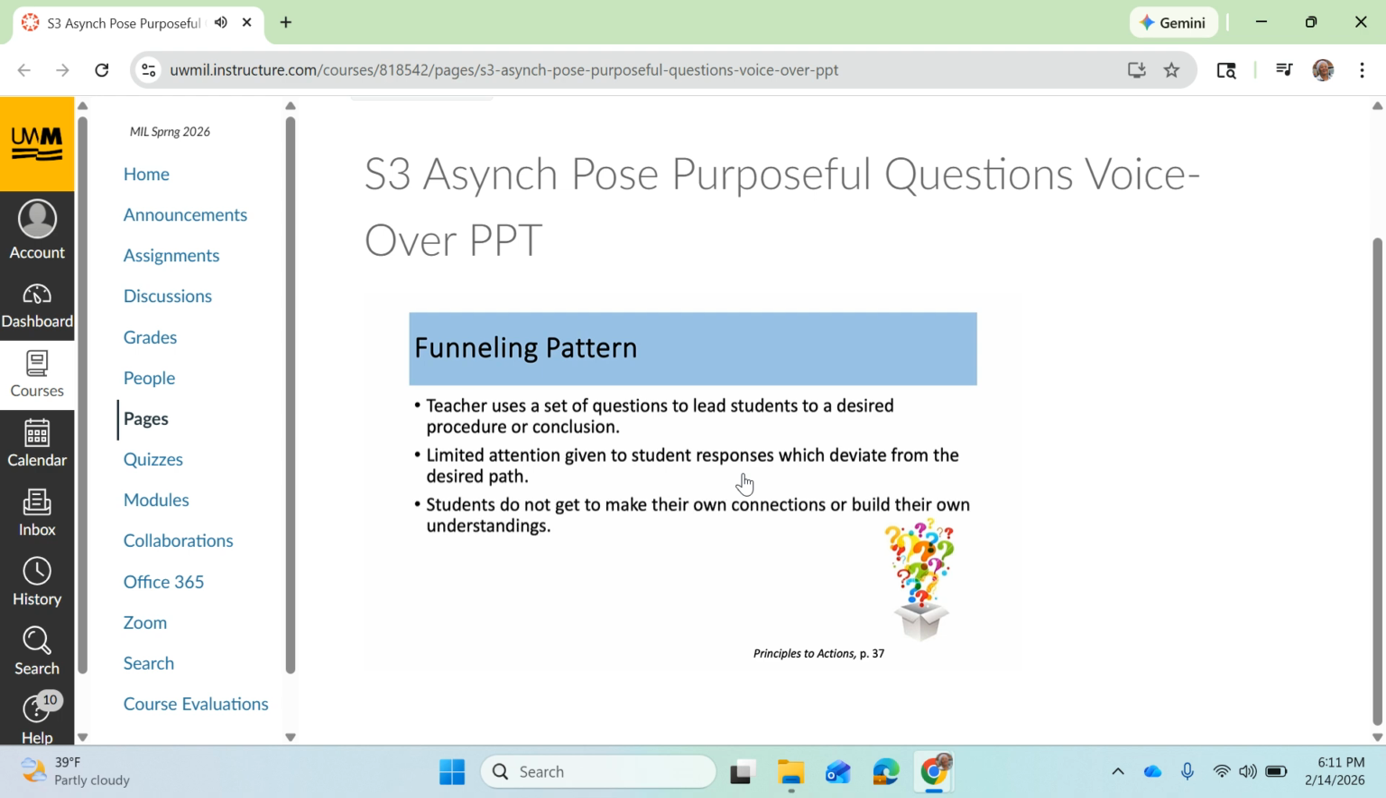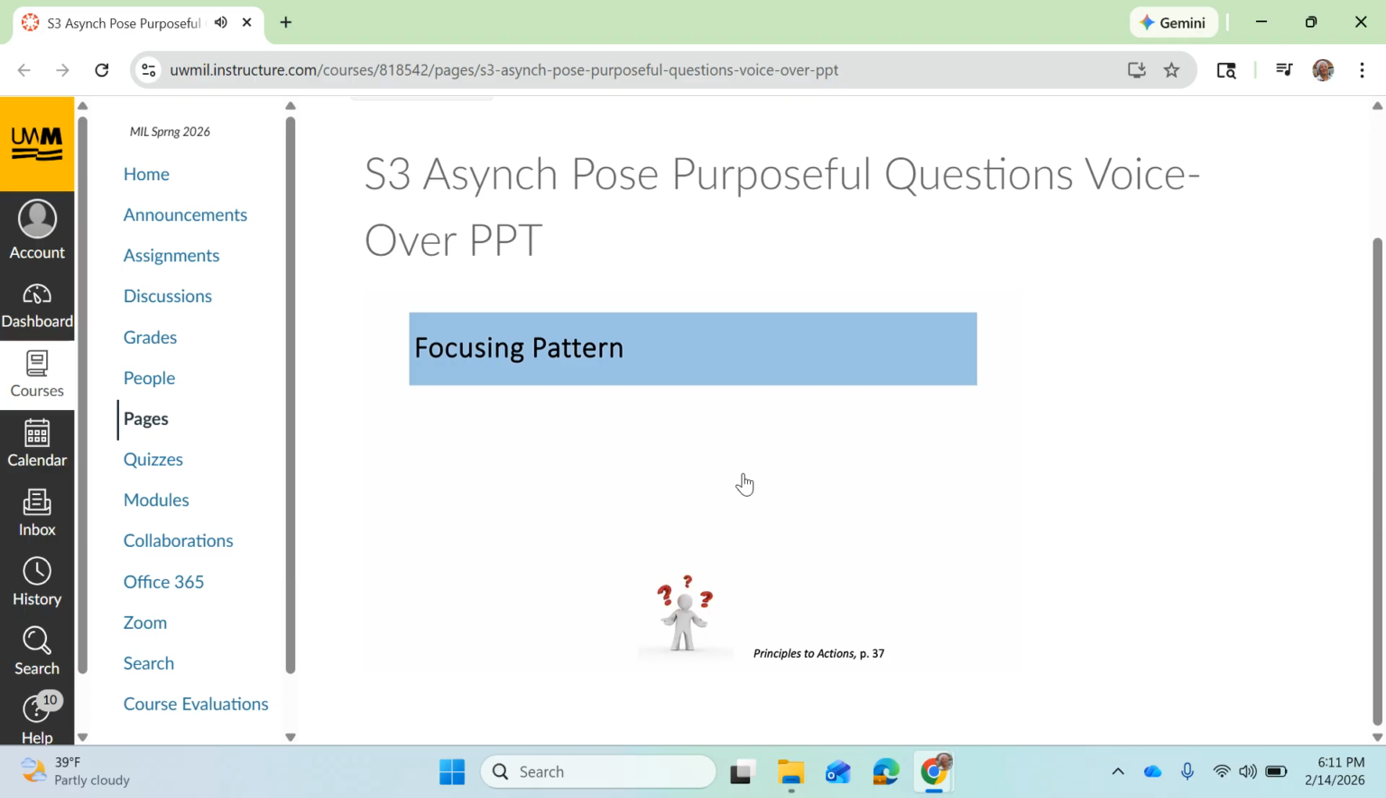And within this, students don't get to make their own connections or build their own understandings because everything is oriented towards going down that teacher's planned path. Now, I'm not saying you shouldn't have a path that you're trying to support, but really think about how our questioning is supporting students in building an understanding versus getting to our end goal. And the funneling pattern we see is pretty similar to IRE, but it might have some higher level questions.